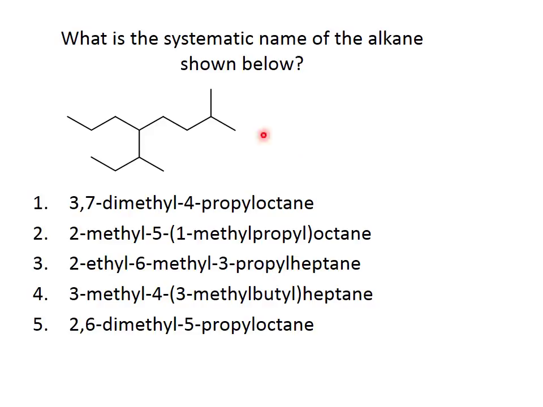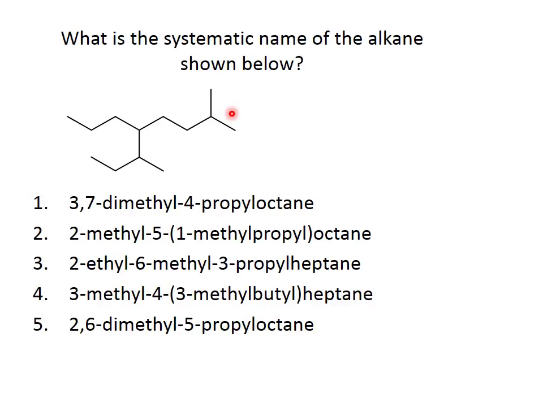Okay, what is the systematic name of the alkane shown below? Go ahead and figure this out and then restart it. All right, in doing this, we find the longest chain and we can say, oh, it's 1, 2, 3, 4, 5, 6, 7, 8. But then we might say, oh, it's 1, 2, 3, 4, 5, 6, 7, 8. Which one do I choose? What you always do is choose the longest chain with the most substituents. If I go in this direction, I have 2 substituents. If I go in this direction, I have 3 substituents. So this is what I choose as my longest chain.